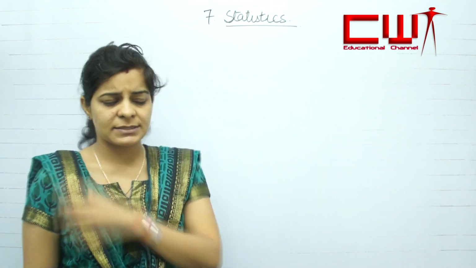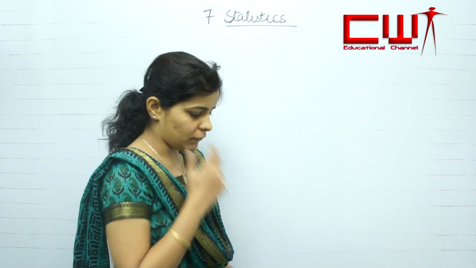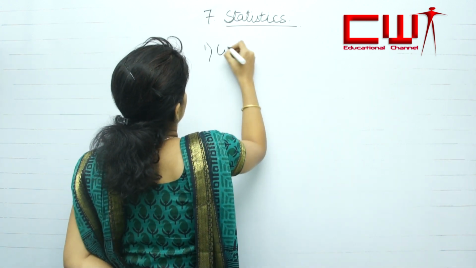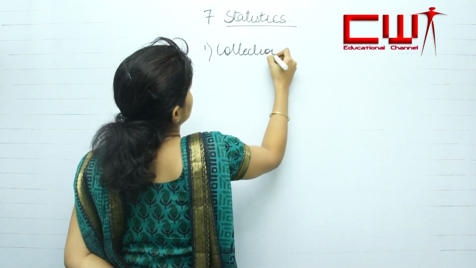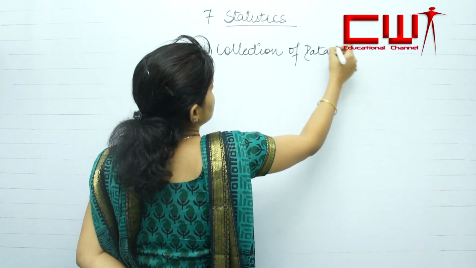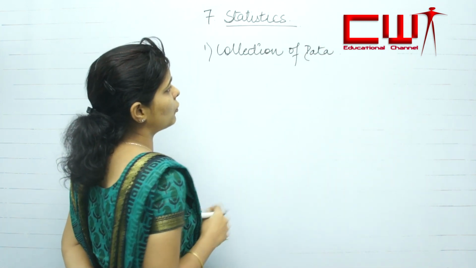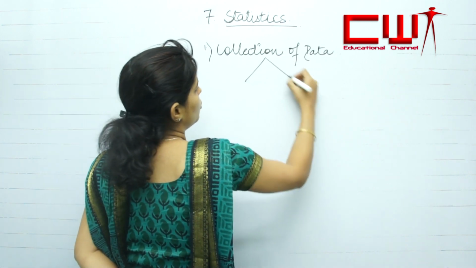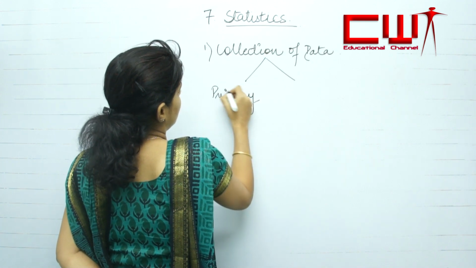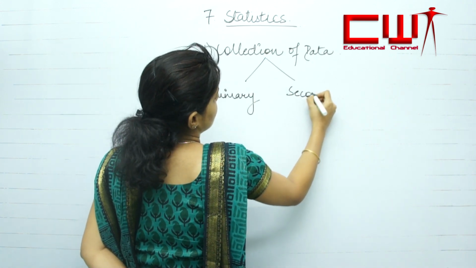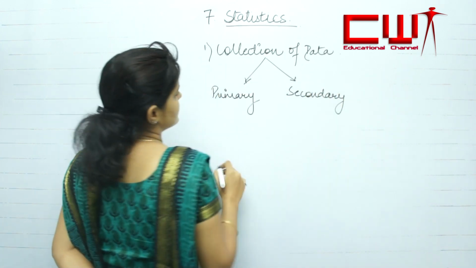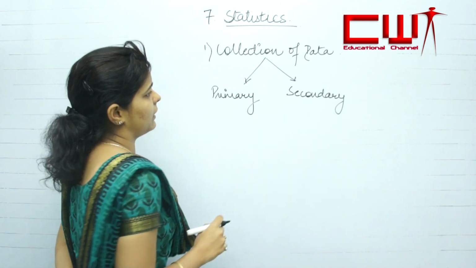Next head that we will discuss is classification of data. First you will have collection of data. Collection of data means how you are collecting your data. There are two ways of collecting. First is primary data and second is known as secondary data, right?